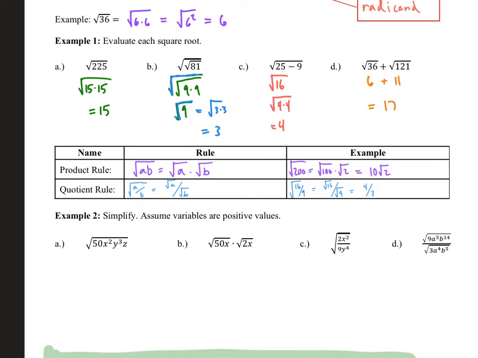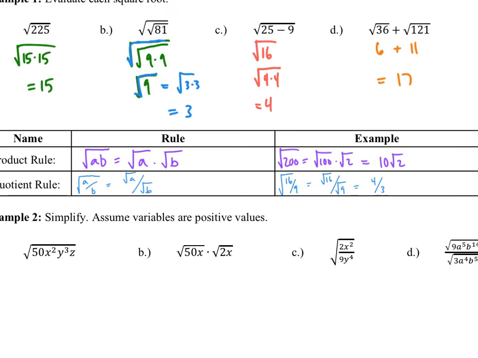The product rule for radicals says that the square root of a product, like a times b, can be broken apart into the square root of a times the square root of b, which will allow us to do something like the square root of 200. Well, 200 is 100 times 2, and we know the square root of 100 is 10, so we can simplify that. So the square root of 200 reduces down to 10 times the square root of 2.